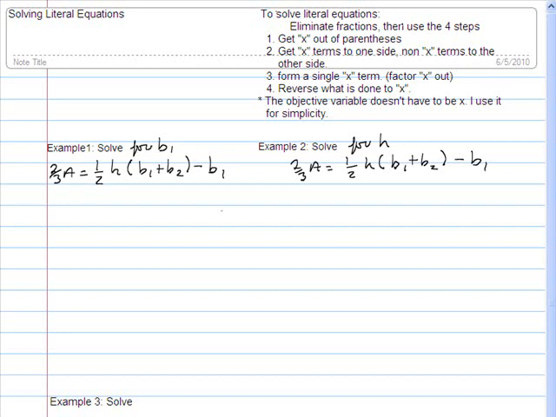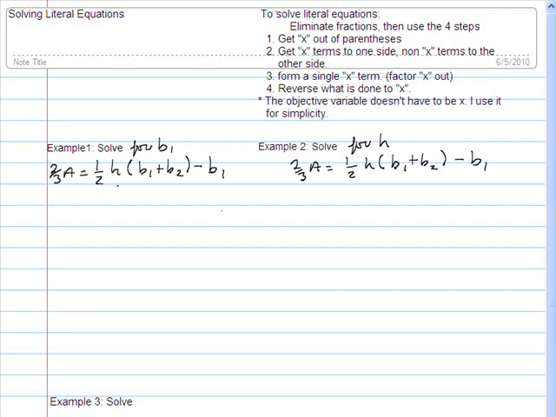Now, I didn't mention eliminating fractions as one of the 4 steps here. Eliminating fractions, though, is just a good way to start almost any equation. There are some where you don't do that first, and we'll point those out as we go through the semester. But here we do want to get rid of those fractions, so that's the first thing we're going to do.